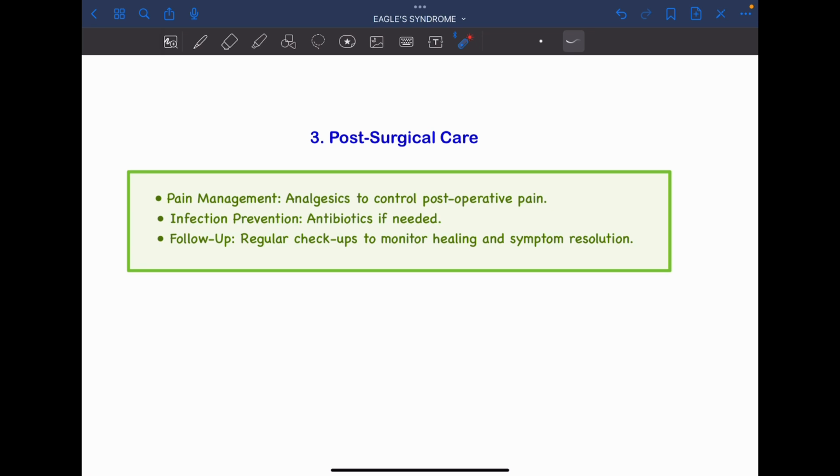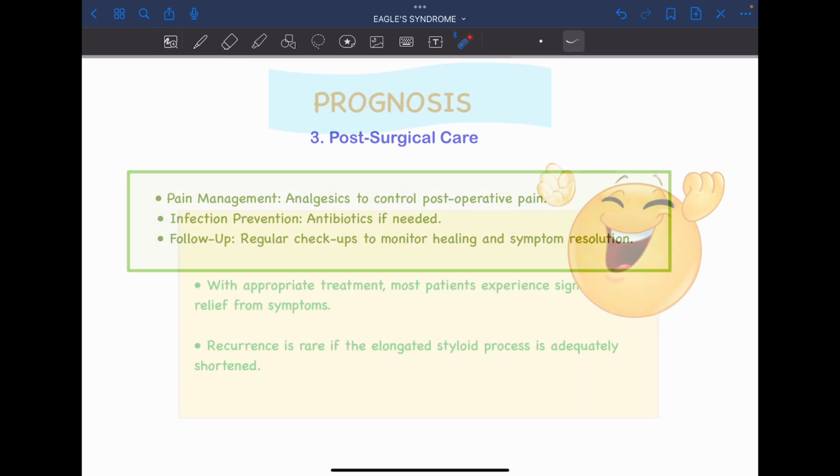The patients who have undergone the surgical therapy, right? There are certain post-surgical care instructions which are to be given to the patient. Regarding pain management, analgesics are very important and they help to control the post-operative pain. Then obviously we have to prevent infection, so antibiotics are prescribed in most of the cases. Then regular follow-ups are absolutely necessary to monitor the healing as well as to monitor the resolution of the symptoms.